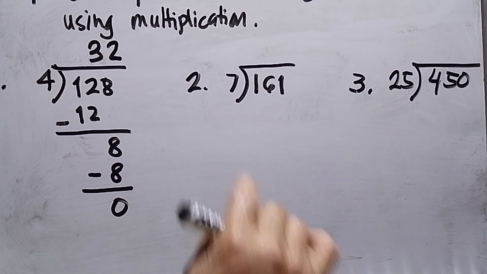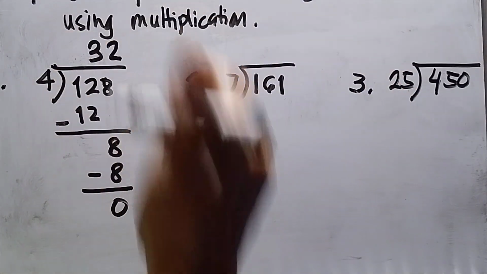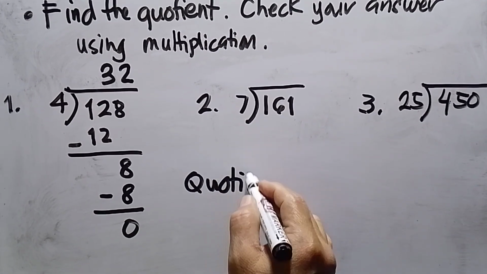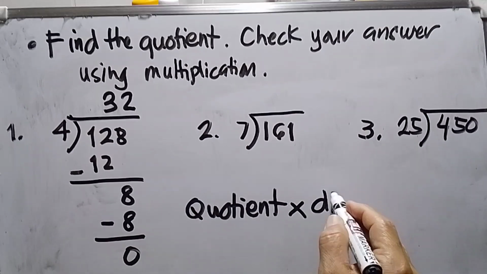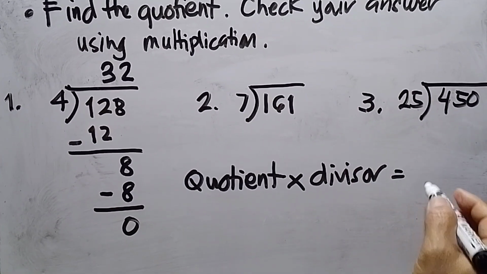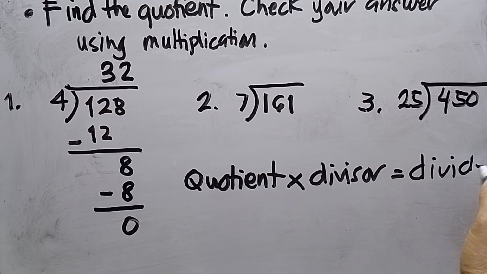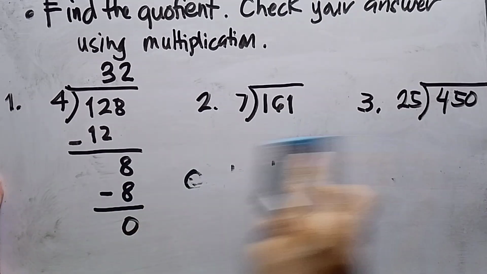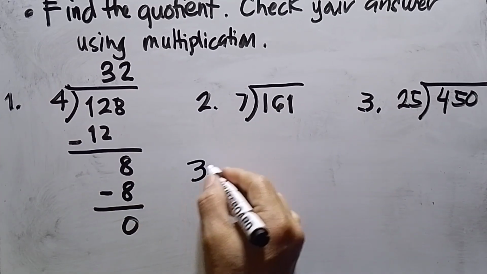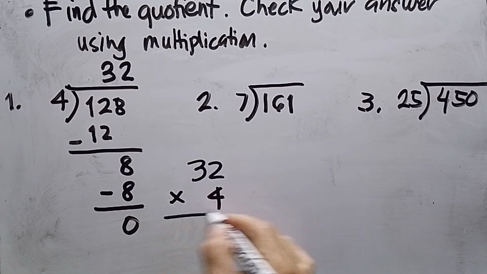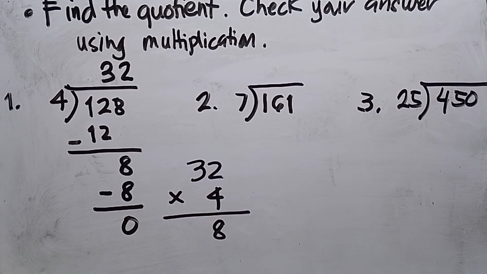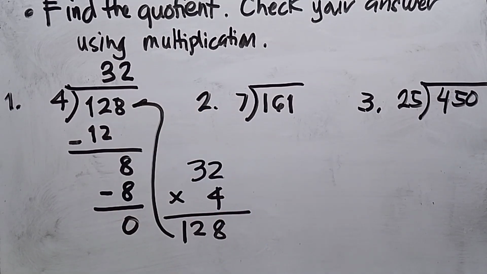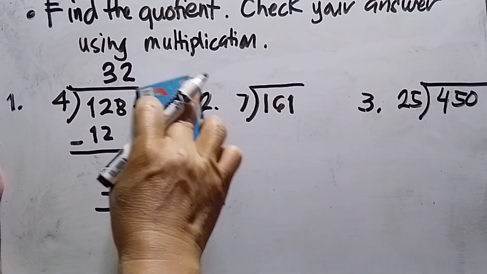So according to the problem, check my answer using multiplication. So to check this one, it should be quotient times the divisor is equal to dividend. Okay? So dividend will be 128. So I need to check this one. So 32 times 4. So 2 times 4 is 8. And then 3 times 4 is 12. So therefore, I come up with the dividend, which is 128. So my answer for number 1 is 32.